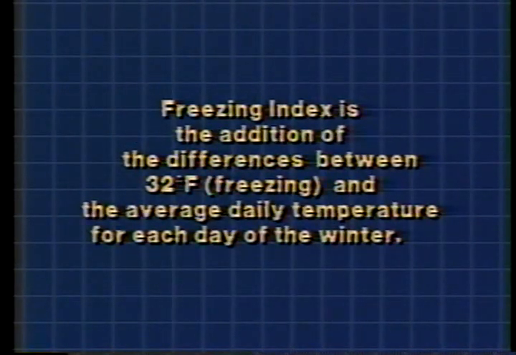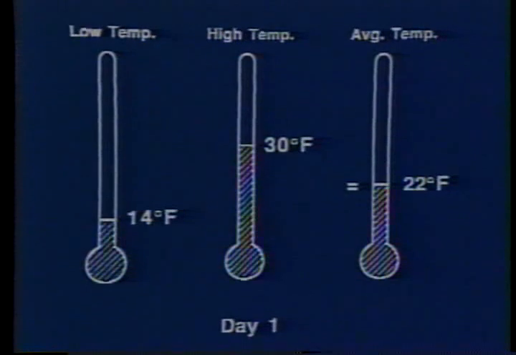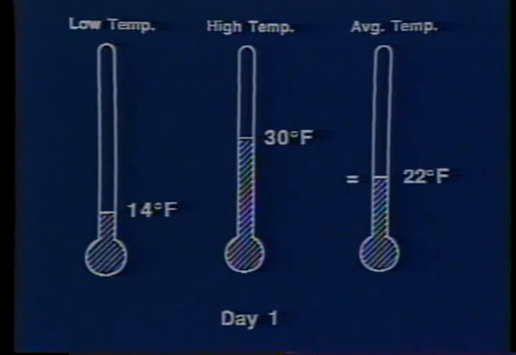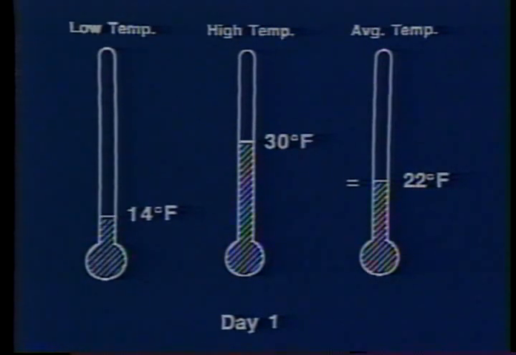Freezing index is the addition of the differences between 32 degrees Fahrenheit and the average daily temperature for every day of the entire winter. The average air temperature is the average of the low and high daily temperatures. For our example, on the first day, a low temperature of 14 degrees and a high of 30 degrees results in an average temperature for the day of 22 degrees Fahrenheit.